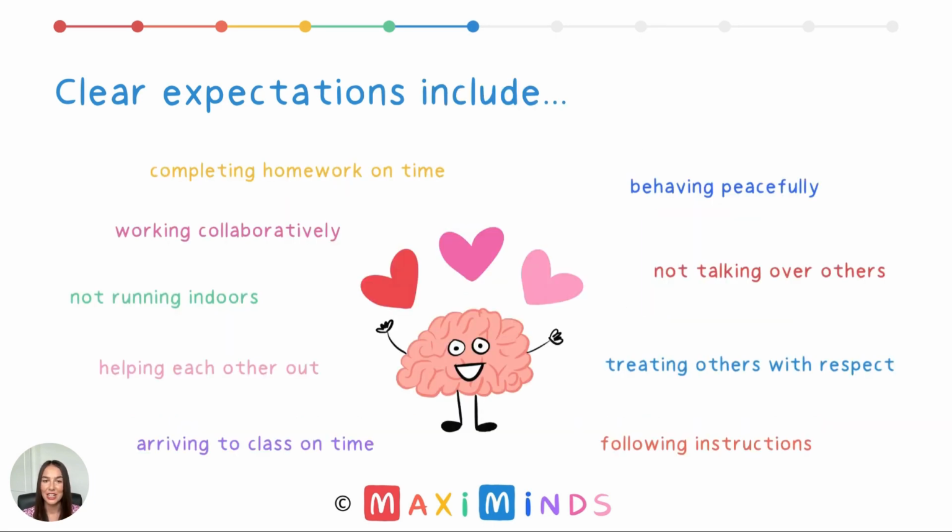There's many types of different expectations that you probably already have, but some of them can include things like arriving to class on time, helping each other out, not running indoors, working collaboratively, completing homework on time, behaving peacefully, not talking over others, treating others with respect, and following instructions.